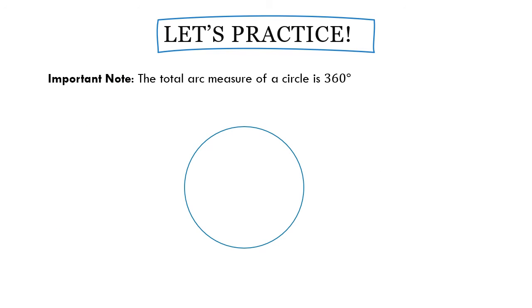One important note I need to mention before we try the next problem is that the total arc measure of a circle is always 360 degrees. So in other words, if we only know part of the circle, perhaps the measure of this arc right here, say it's 60 degrees, well, I know the whole thing is 360, so the rest of the circle is going to have to be 300 degrees. So we're going to need that in the next problem.